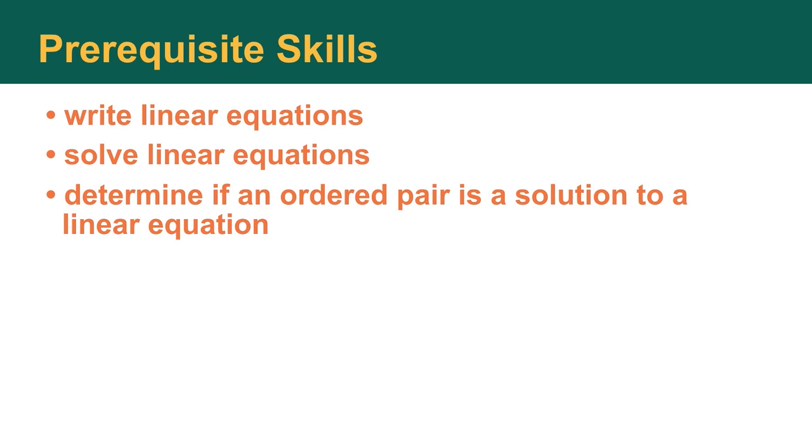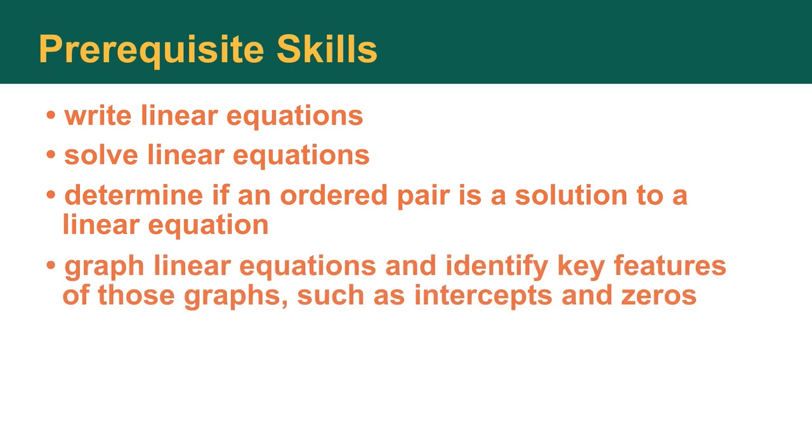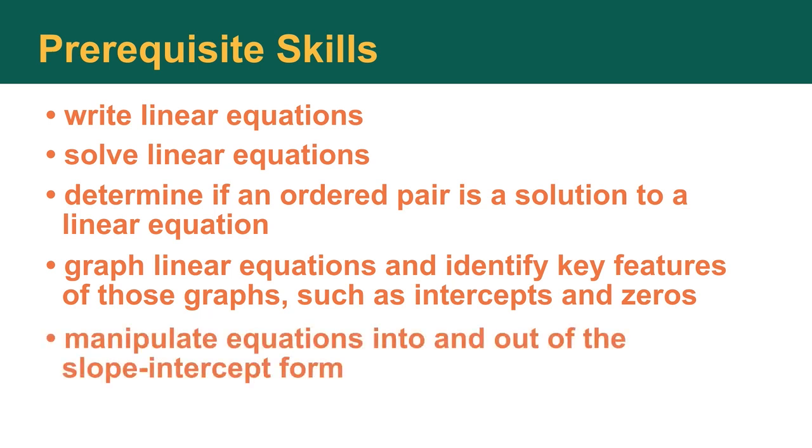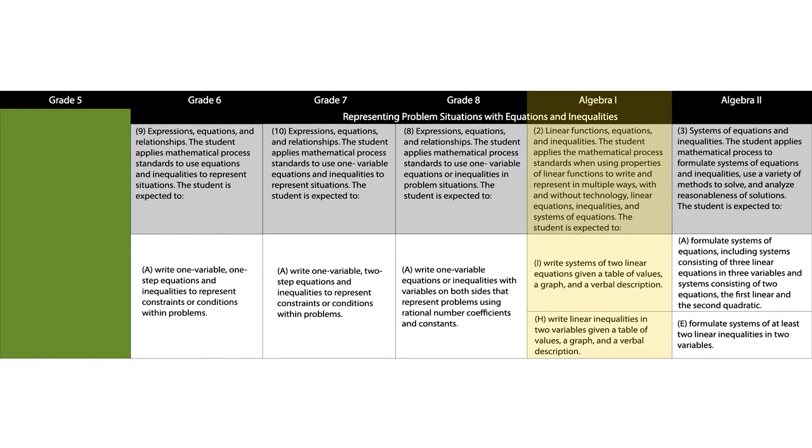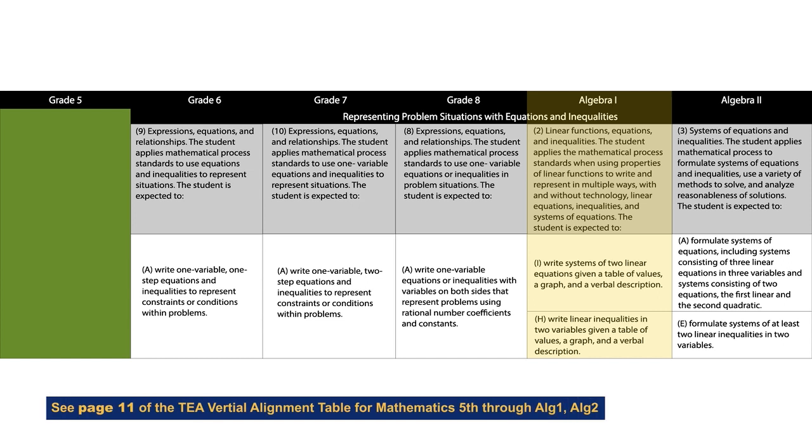They will also need to be able to graph linear equations and identify key features of those graphs, such as intercepts and zeros. Students will need to know how to work with the slope-intercept form of a linear equation. Unit 1 is a prerequisite to Unit 2.